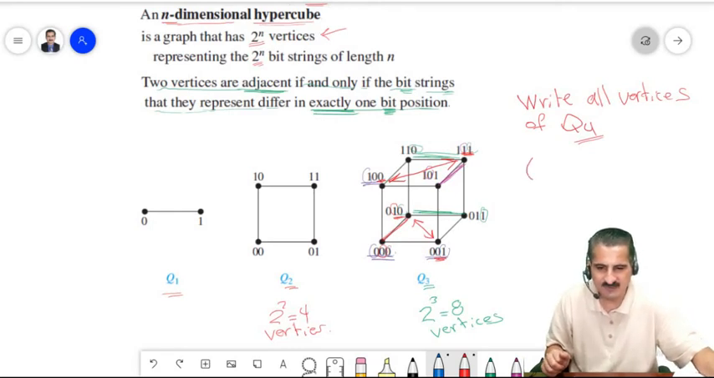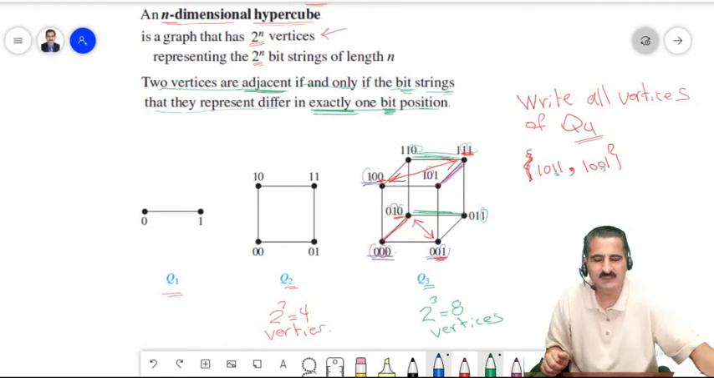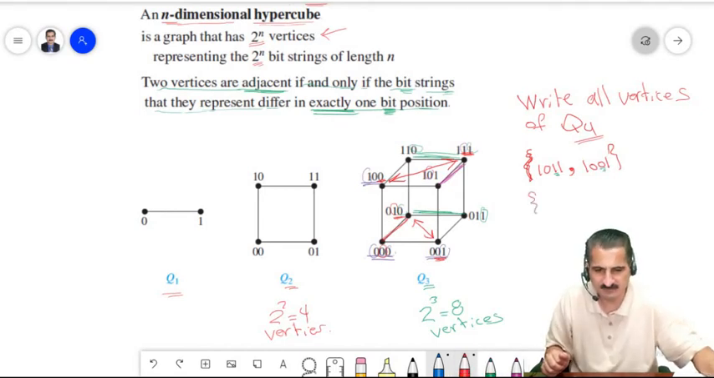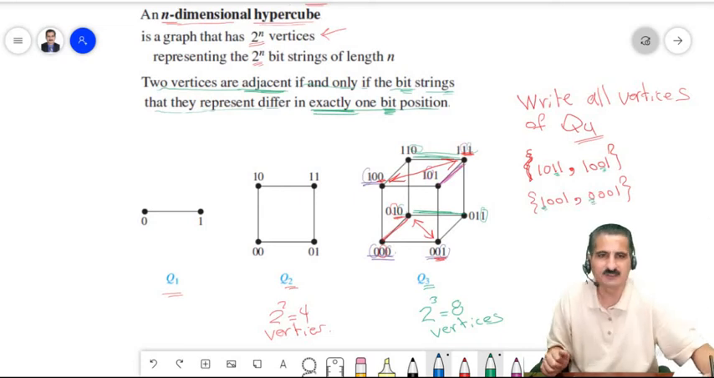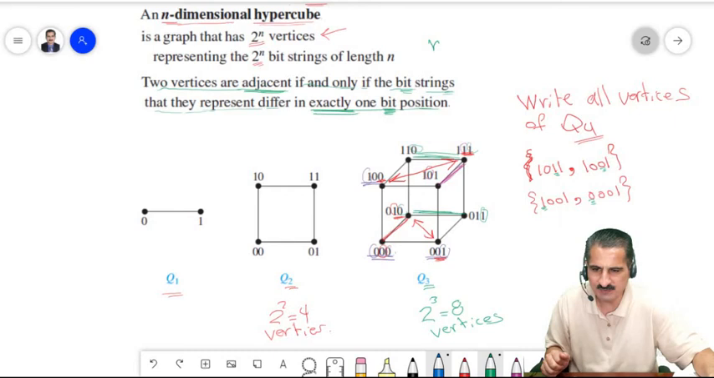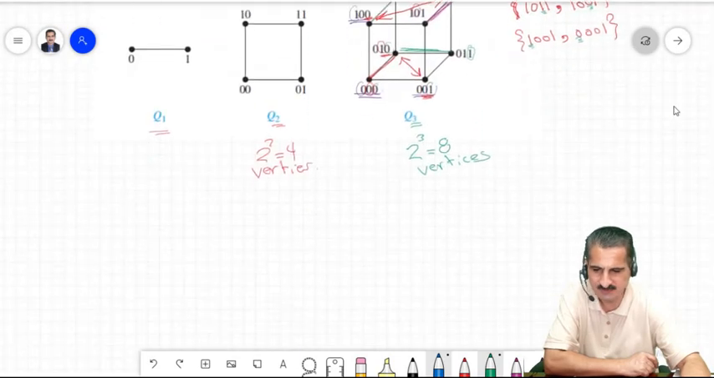For example, the vertex 1 0 1 1 is connected, so this is an undirected graph, I will assume it is undirected. It is connected to 1 0 0 1. You agree? Because they are different in only one bit position. And 1 0 0 1 is connected to 0 0 0 1 because again they are different in one position only. So this is the n-cube. This is a special kind of graph called the n-cube.